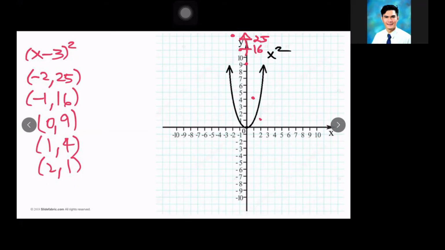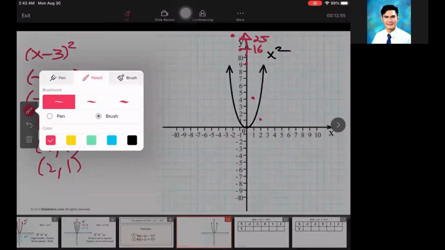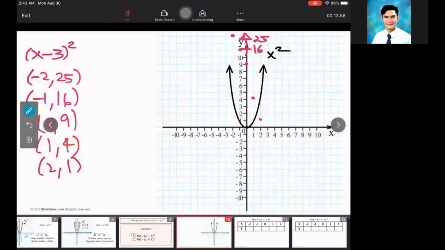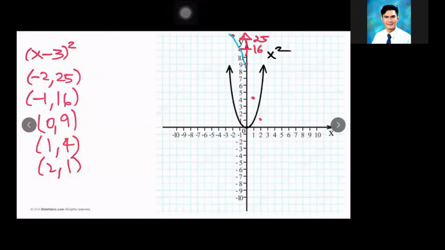So by connecting them, I'll use another color, so let us use blue. From here, let us connect the points. Since our curve is not complete, let us just extend it like this and create a curve. Let us make a continuation of the curve. Therefore, that is our graph for x minus 3, squared.